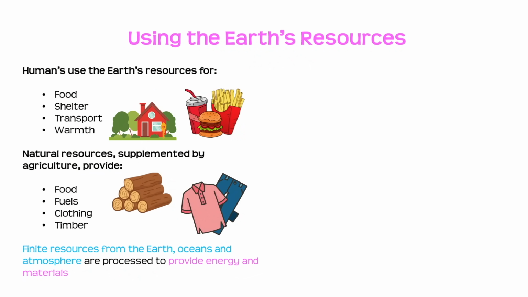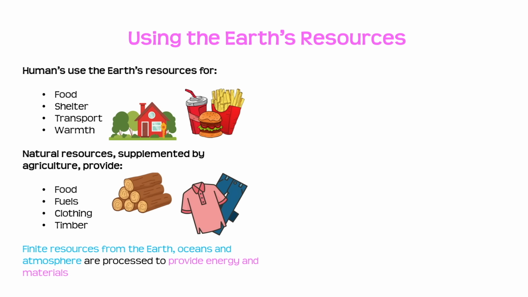Humans use the Earth's resources for many different things. These include food, shelter, transport and warmth. And humans also use natural resources, but supplemented by agriculture, farming, to provide food, fuels, clothing and timber.